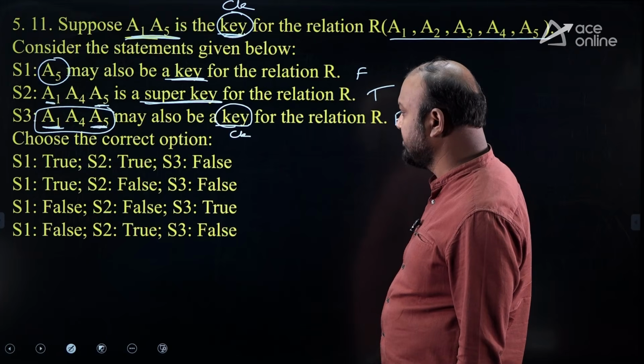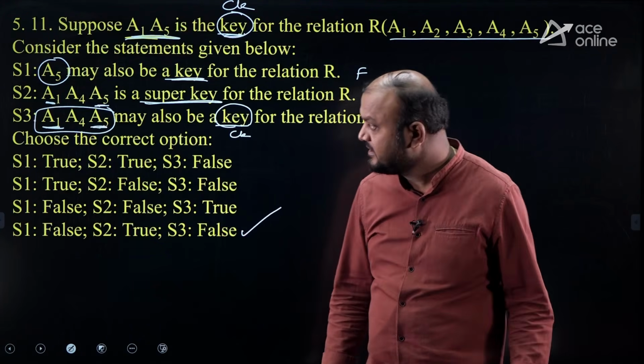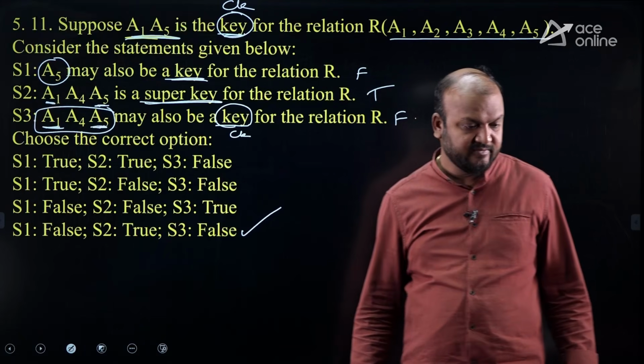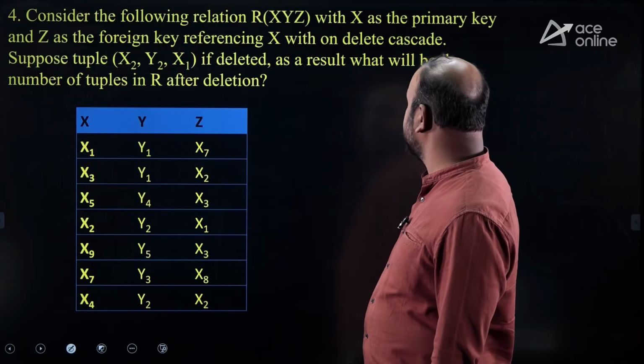False, true, false. That is option D. Okay, A, B, C, D. Fine. That is option D. Perfect. And look at another question on foreign key.